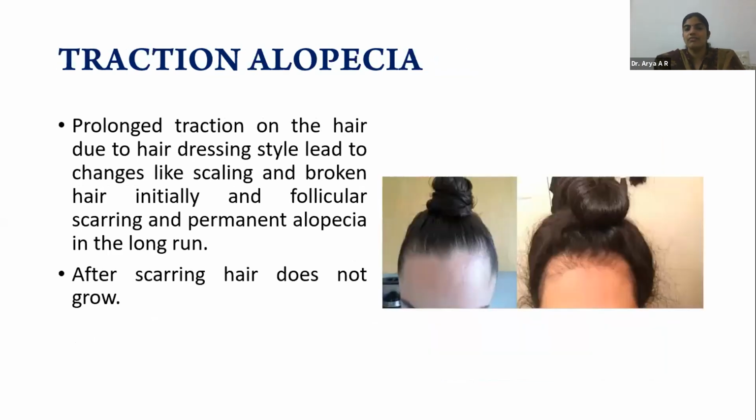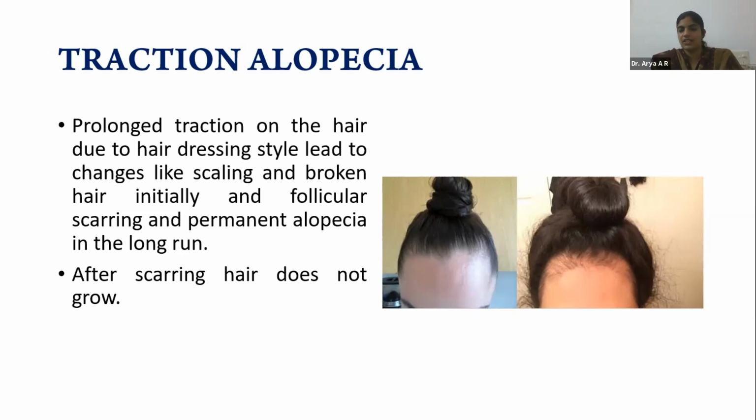This is the condition traction alopecia. In the causes of hair disorders, I have told you some hairstyles will lead to hair fall and finally cause alopecia. This is one such condition called traction alopecia, that is, prolonged traction on the hair due to hairdressing style.